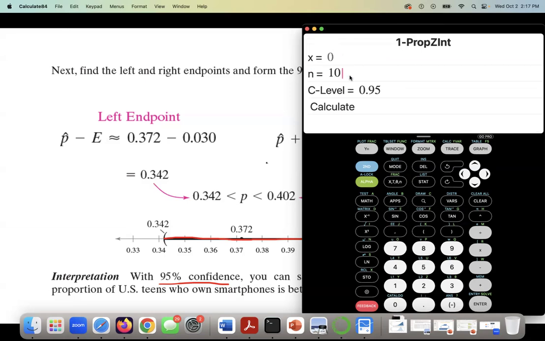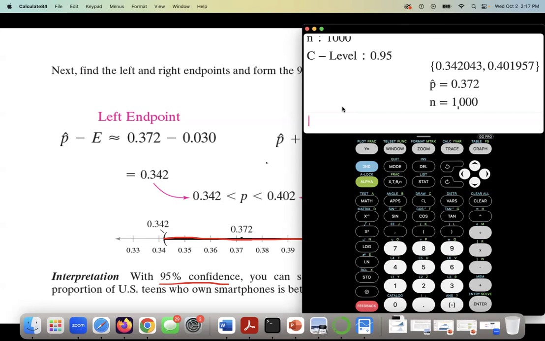Okay, so let's see what we have here. What is my X? The number of people who said yes on a cell phone was 372. Out of how many? Out of 1,000 people that we surveyed. What is the confidence level? It is 95%, 0.95. So let us do the calculation.